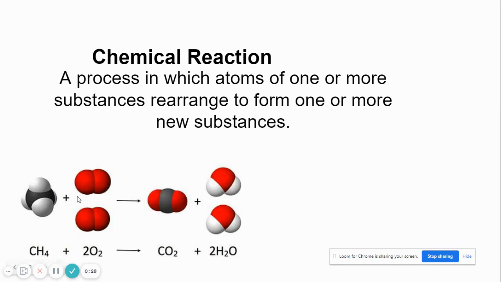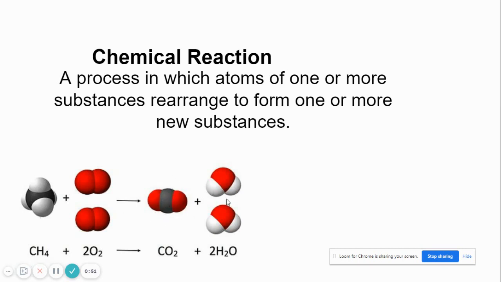If you look over on this left side here, we've got one carbon atom right in the middle here, but it's bonded to 4 other hydrogen atoms. So this is called methane, CH4. On the right side here, we've got our carbon atom right in the middle here, but it's bonded to 2 oxygens. This is CO2, or carbon dioxide. These are 2 completely different compounds and 2 completely different substances.